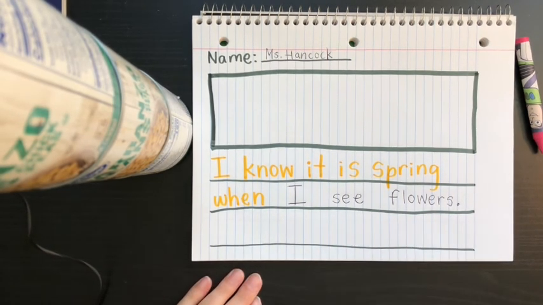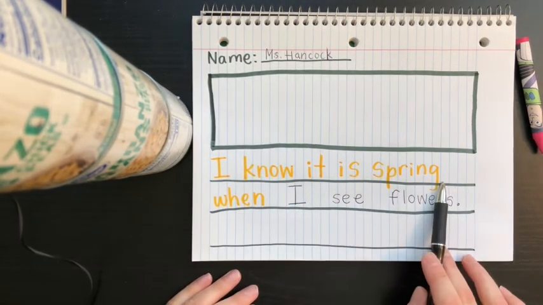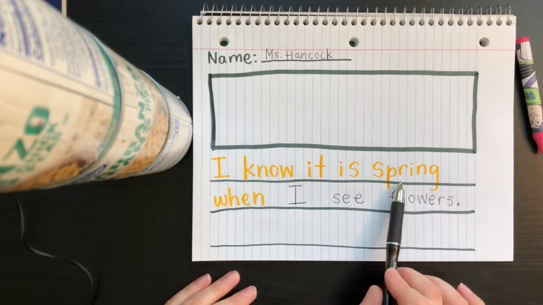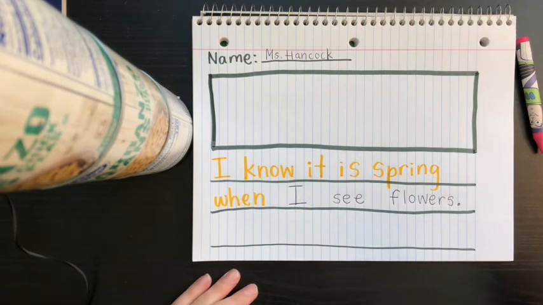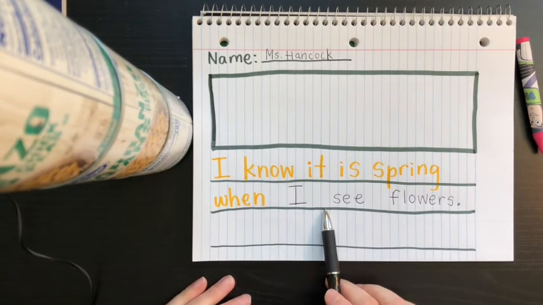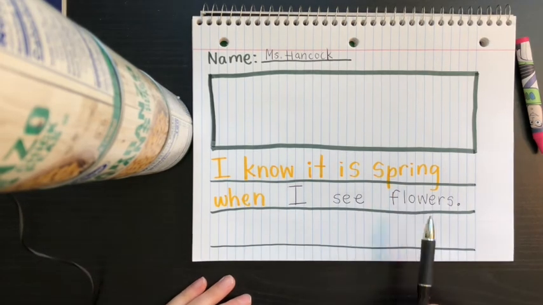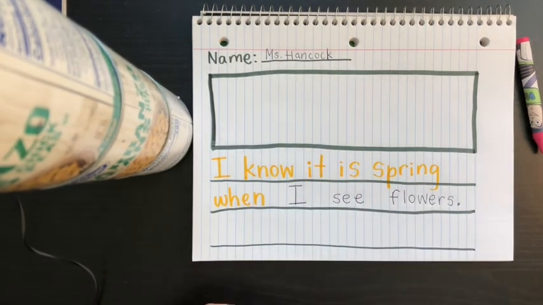Period. And then I'm going to draw a picture in my box of this sentence. So I'm going to draw a picture of springtime and seeing flowers. So I'm not going to draw a picture of snow. I'm not going to draw a picture of my tennis shoes. I'm not going to draw a picture of an ice cream cone, because that's not what I wrote my sentence about. I wrote about spring and I wrote about flowers. So my picture should be about spring and flowers.